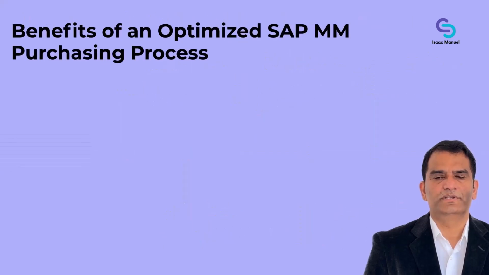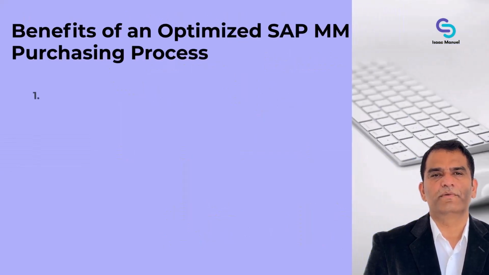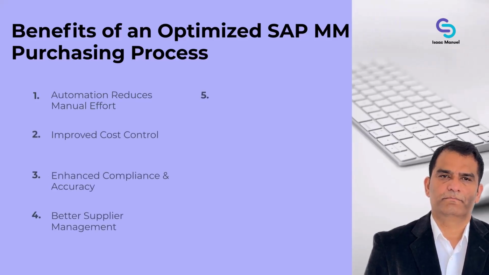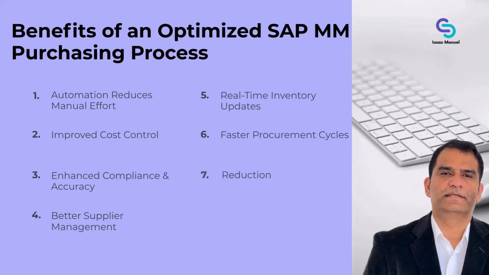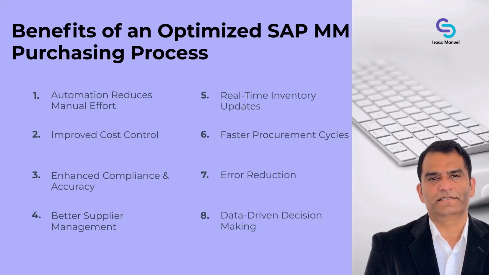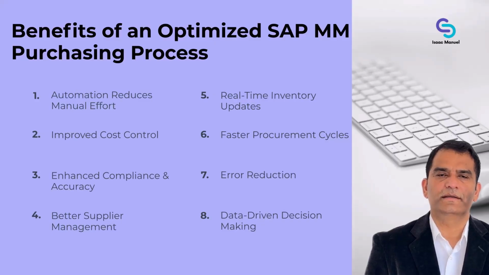An optimized purchasing process in SAP MM drives efficiency, cost savings, and compliance. By leveraging automation, businesses can streamline procurement, improve vendor relationships, and enhance financial accuracy. This structured approach minimizes errors, optimizes inventory, and supports long-term business success.